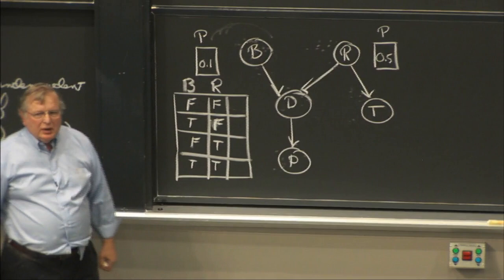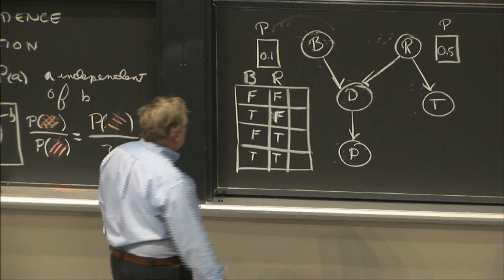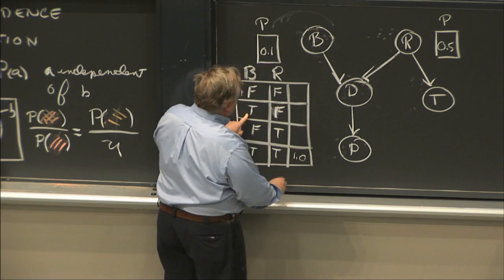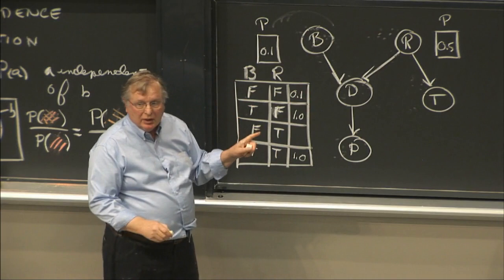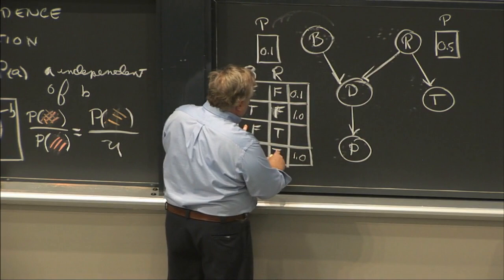So let's say it's a wonderful dog, and it always barks if there's a burglar. So that would say that the probability here is 1.0, and the probability here is 1.0. And if there's neither a burglar nor a raccoon, the dog still likes to bark just for fun. So we'll say that's a chance of 1 in 10. And then in the case that there's no burglar, but there is a raccoon, he's tired of the raccoons, so he only barks half the time.